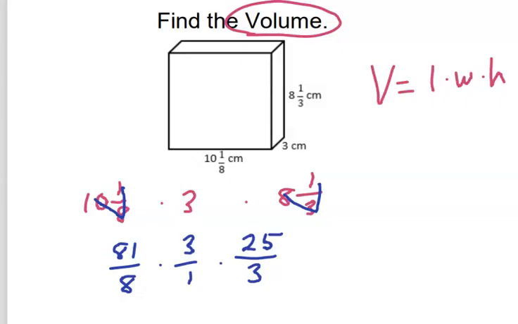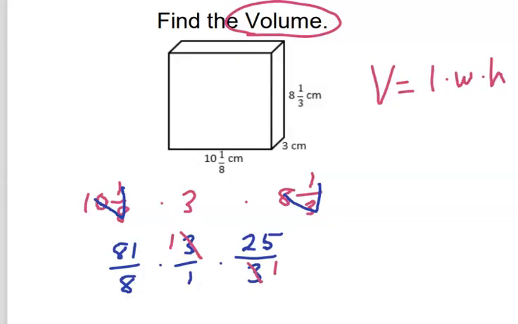Let's see if we can do any cross-reducing. To save us some time later, I see that we can cross-reduce the 3 and the 3. This will become a 1, so we don't have to simplify that. That'll become a 1. Is there anything else we can do? I don't think really. So let's go ahead and solve this.